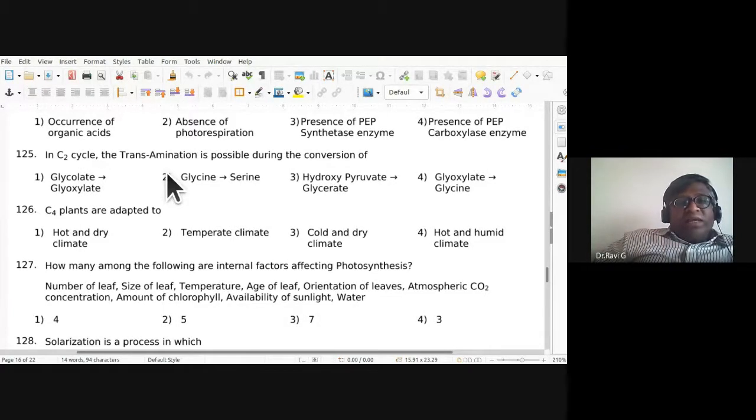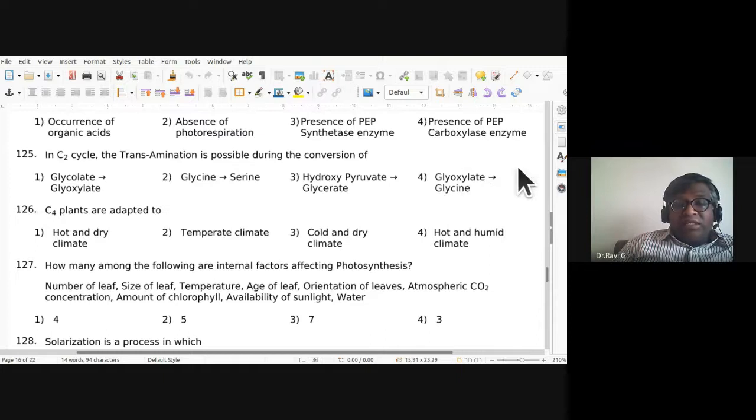125, in the photorespiration cycle, transamination is possible during the conversion of glycolate to glyoxylate, or glycine to serine, or hydroxypyruvate to glycerate, or glyoxylate to glycine. So the answer is D. Transamination is possible during the conversion of glyoxylate to glycine.